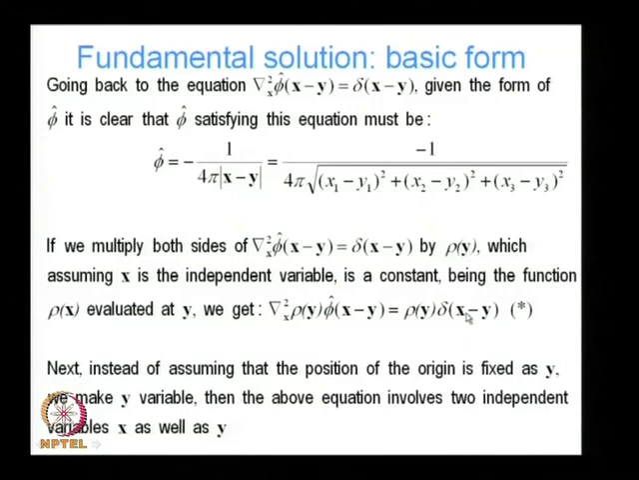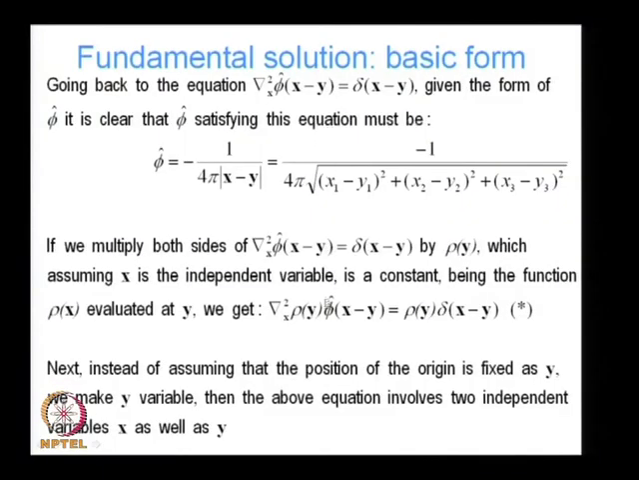Next, instead of assuming that the position of the origin is fixed at y, I make y variable. So, my origin now becomes variable. Instead of thinking of y as a fixed point in space, now I assume that y is a variable. So, my origin can be anywhere in this space. Then this equation involves two independent variables. It not only involves the independent variable x and its components, but it also involves the independent variable y.